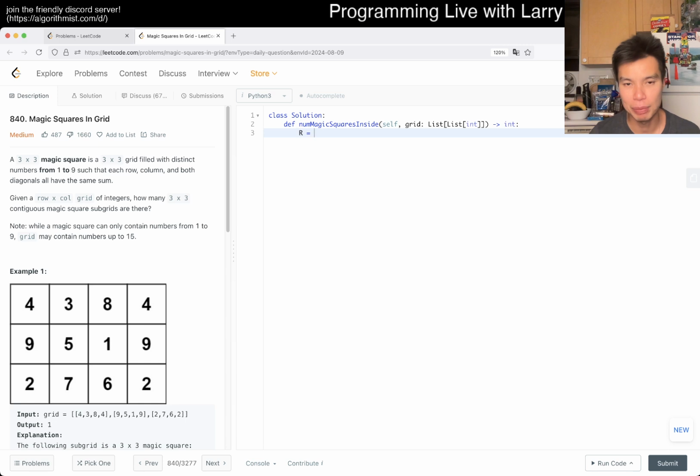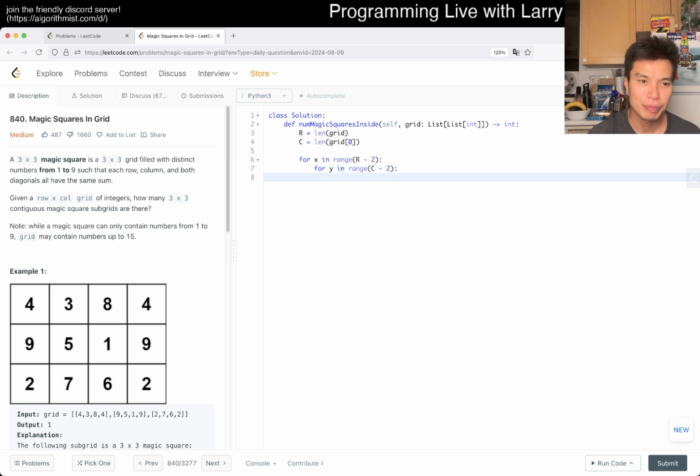And now let's play around with this one. Maybe I would try to do it, I wouldn't say as fast as I can, just because I'm talking, right? But I think that should be good enough. So for x in range of r minus 2, for y in range of, oh sorry, c minus 2, of course. Maybe we have a seen equal to set, and then we have a dx in range of 2.